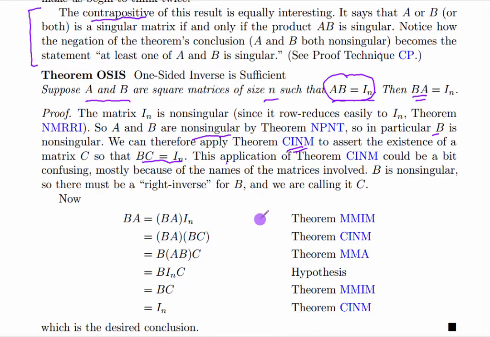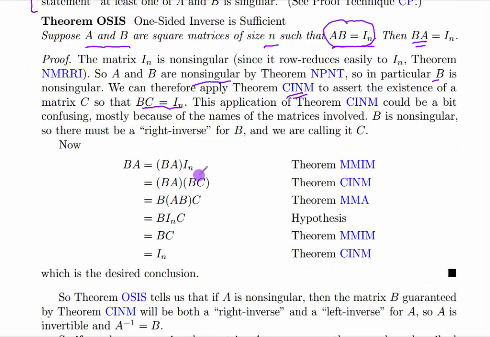Okay? So, let's follow this through. Now, at this point, it's just algebra. Let's figure out what BA has to be. Well, I can clearly multiply BA on the right by I_N. That's not going to change anything. By this theorem, I know that I can write the identity as BC. Now we use associativity to rearrange the multiplication. We collapse this into the identity, and we get BC, which again collapses into the identity. So we've finally shown that the matrix BA is also equal to the identity.